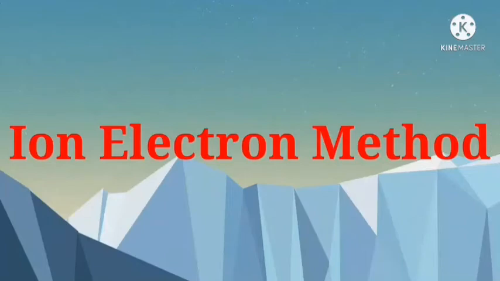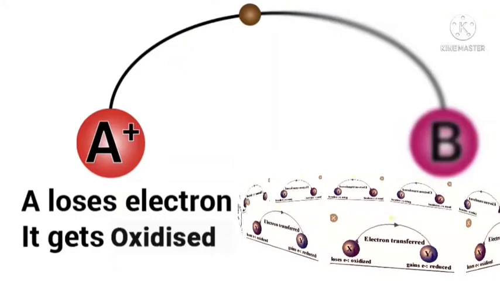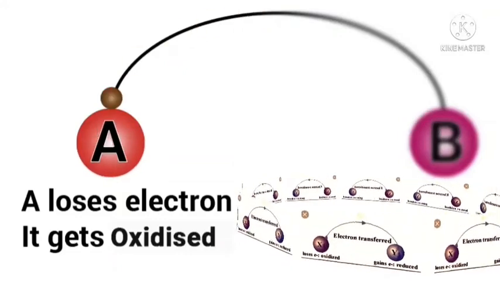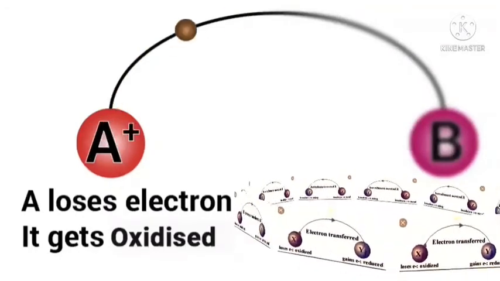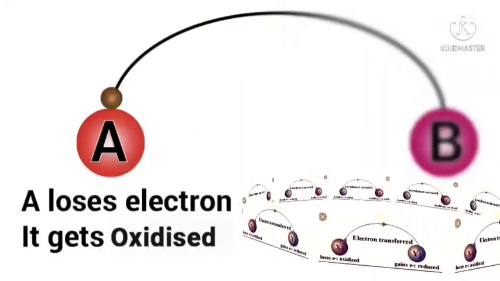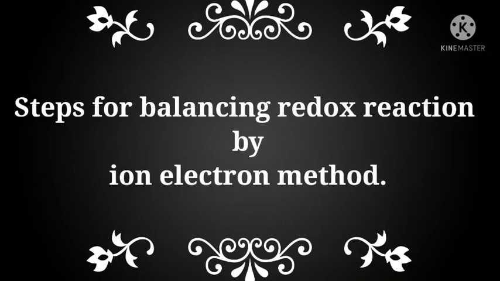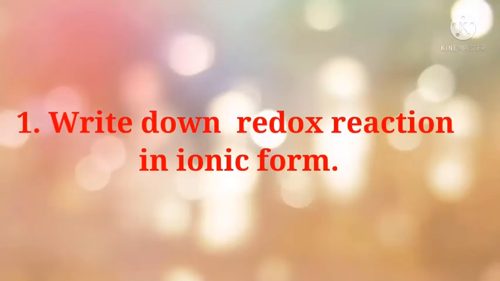This method of balancing the reaction is based on the principle that electrons lost during the oxidation half reaction of any redox reaction must be equal to the electrons gained during the reduction half reaction. We will discuss steps for balancing redox reactions by the ion electron method. Step number 1. Write the redox reaction in ionic form.